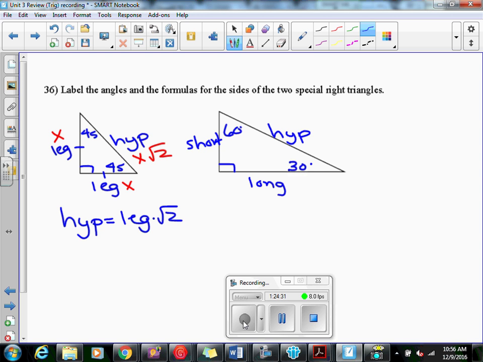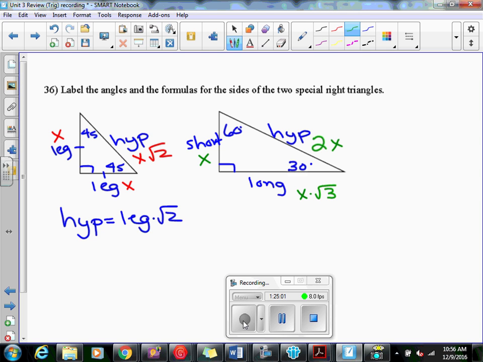I also told you, and you should have it in your notes if you've taken good notes, that there's a relationship between those sides. If the length of your short leg is x, the hypotenuse is 2 times that, so that's going to be 2x. Your long leg is the square root of 3 times the length of the short, so it's going to be x times the square root of 3. That gives you the ratio for your sides.